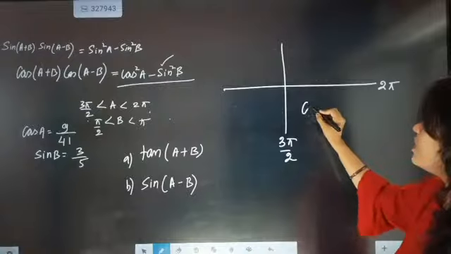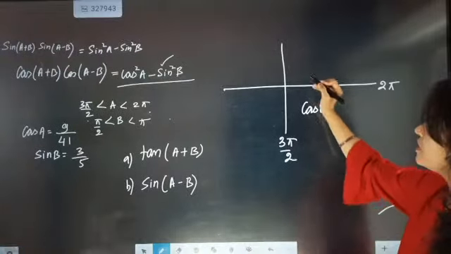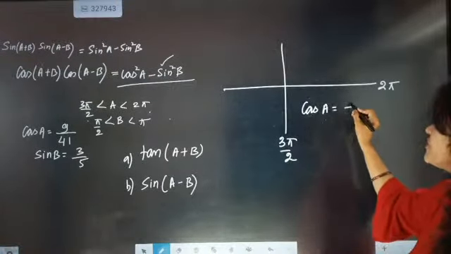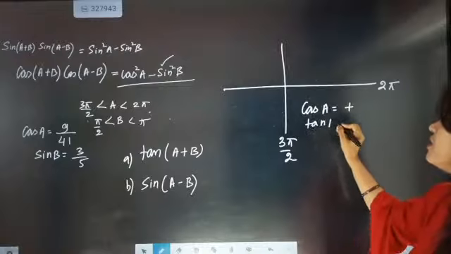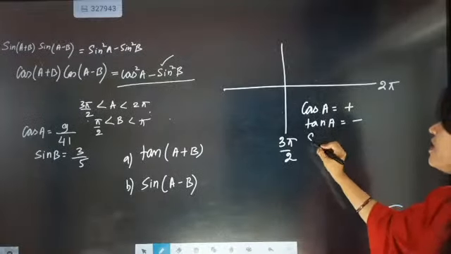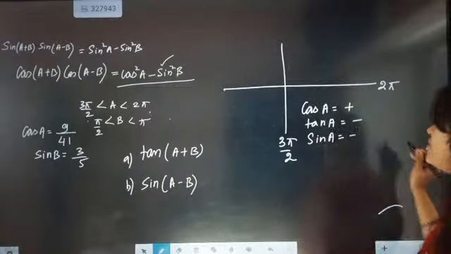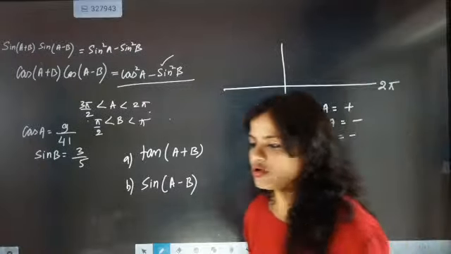Now here only cos A will be positive, tan A will be negative and sin A will be negative. So this should be your point of view.